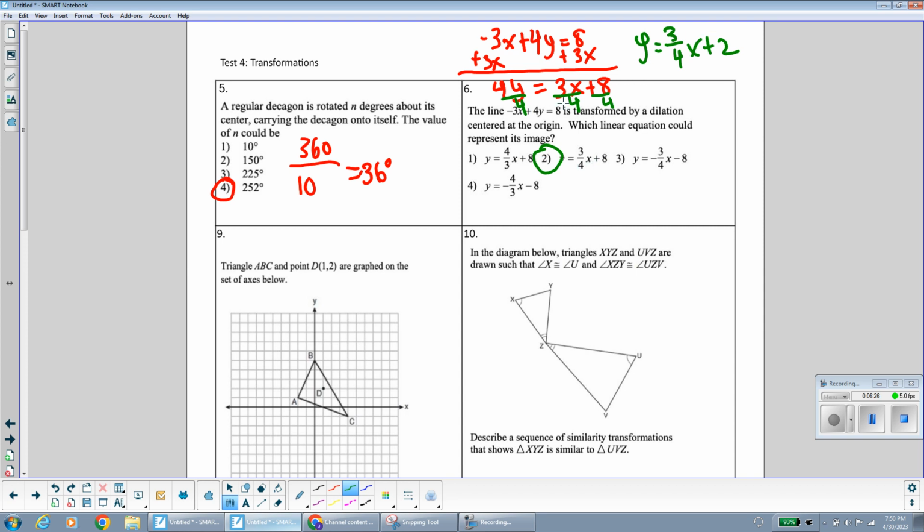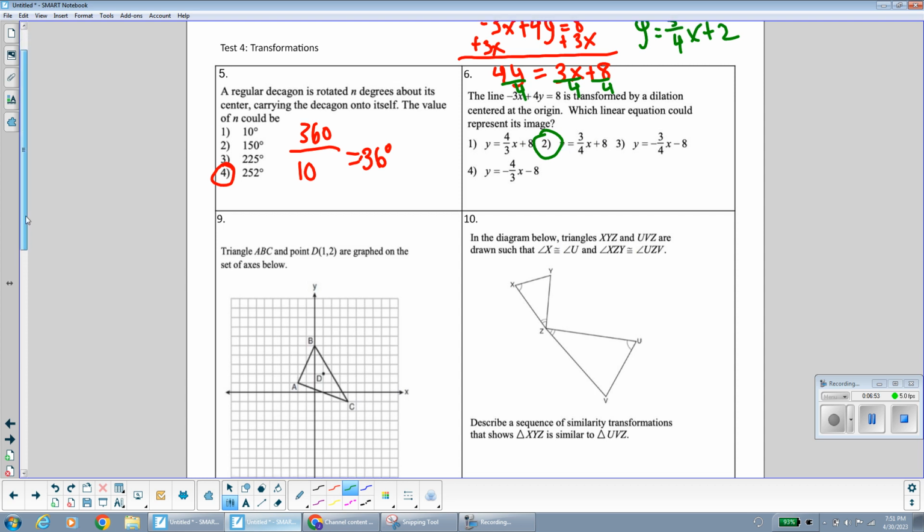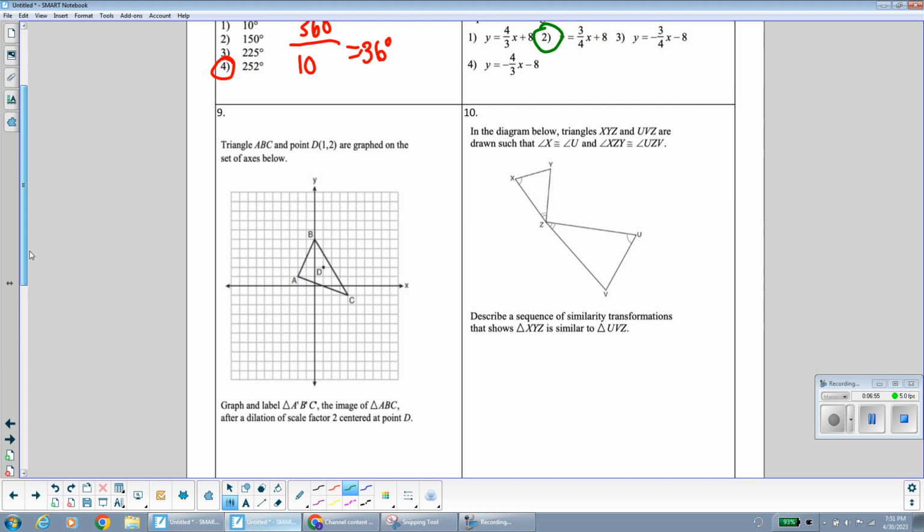And notice how the y-intercept is 8 and the original one was 2. So that would be a scale factor of 4, because we know if it's centered at the origin the slopes are the same before and after the dilation, and the new y-intercept is the old y-intercept multiplied by the scale factor. So that would be a dilation by a scale factor of 4. It doesn't ask us that. It just says which one could represent the image, and that would be 2. Same slopes, parallel lines. Dilations preserve parallelism.